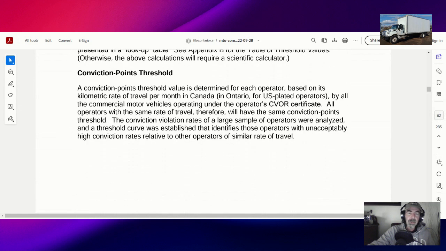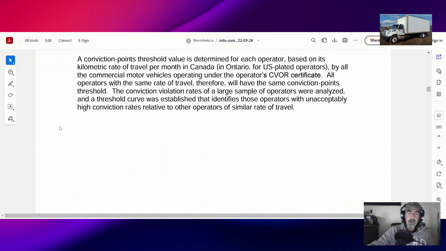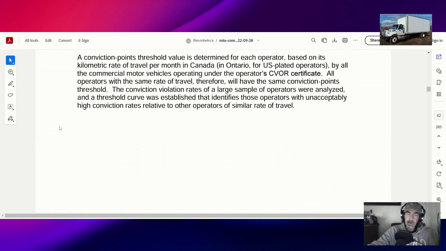Conviction points threshold. A conviction points threshold value is determined for each operator based on its kilometric rate of travel per month in Canada, in Ontario for US plated operators, by all the commercial motor vehicles operating under the operator's CVOR certificate. All operators with the same rate of travel, therefore, will have the same conviction points threshold. The conviction violation rates of a large sample of operators were analyzed and a threshold curve was established that identifies those operators with unacceptably high conviction rates relative to other operators of similar rate of travel.